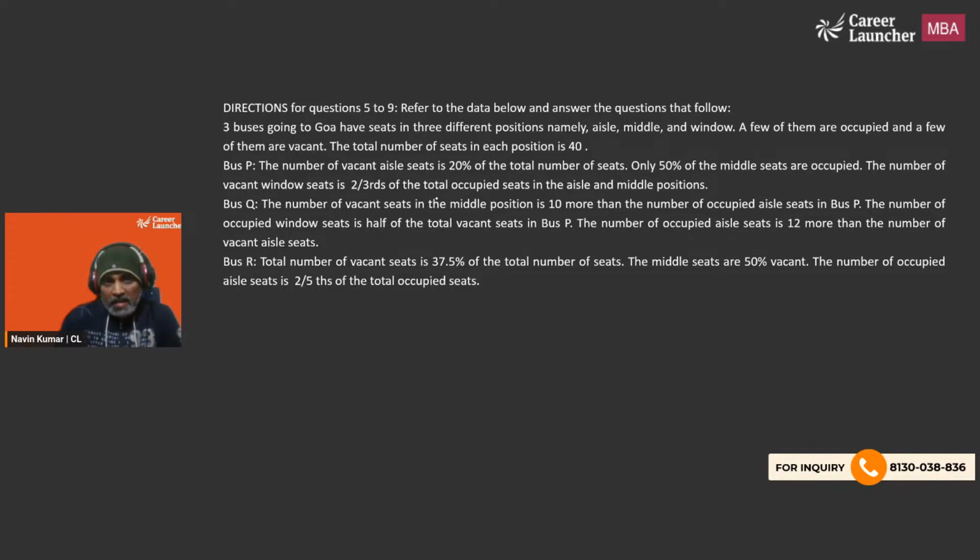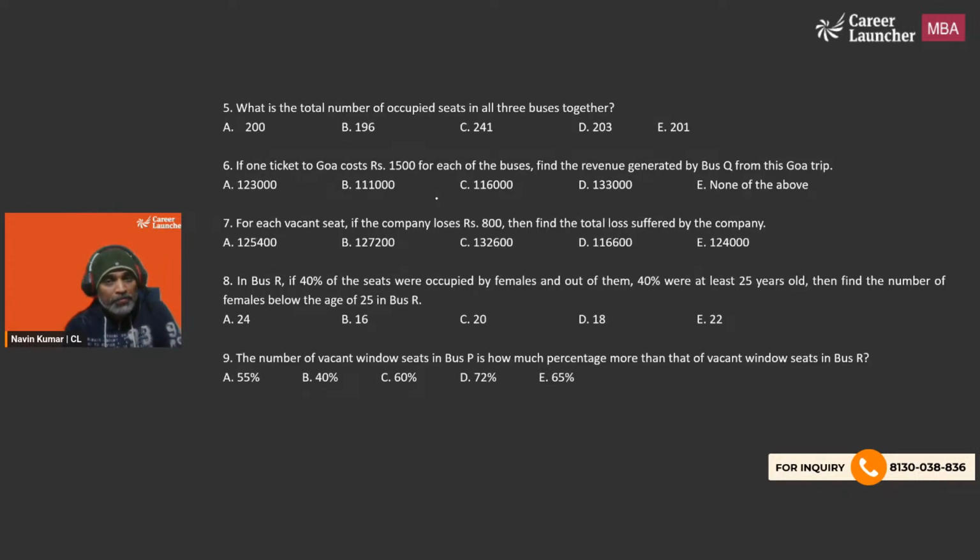Bus P has a certain condition that the number of vacant aisle seats is 20% of the total number of seats, only 50% of the middle seats are occupied, and so on and so forth. Similarly, for bus Q, we have got something written, and for bus R also we know something. Now, using this information, we are supposed to solve these 5 questions.